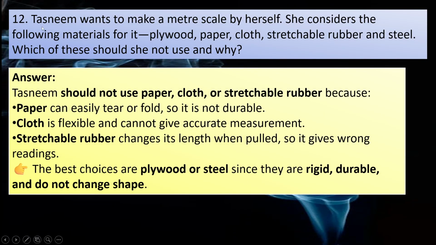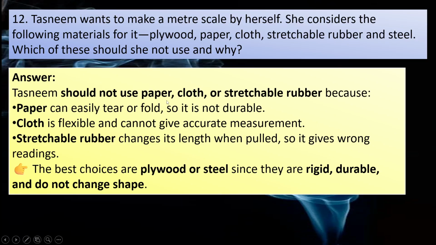12th question. Tasneem wants to make a meter scale by herself. She considers the following materials for it: plywood, paper, cloth, stretchable rubber, and steel. Which of these should she not use and why?